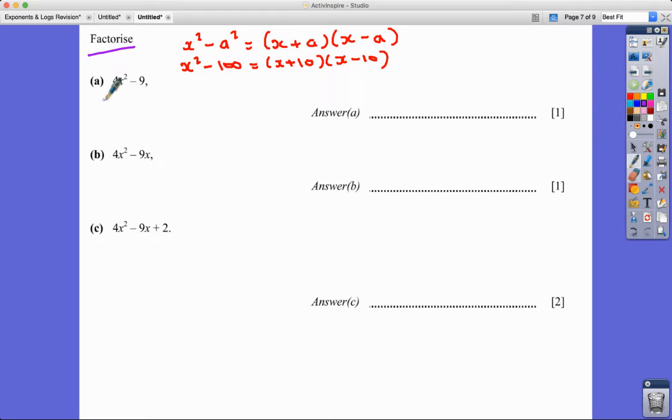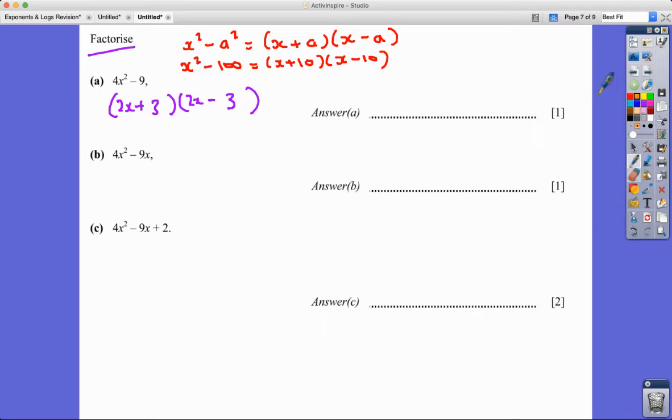So in this question, if you've got 4x squared minus 9, then you're looking to think about what we would be multiplying together to make 4x squared, with 2x and 2x, okay? And then thinking about this being a square number, this 9, we've got plus and subtract, and we've got a squared, okay? So our a squared is 9. What is the square root of 9? That would be 3 and negative 3.